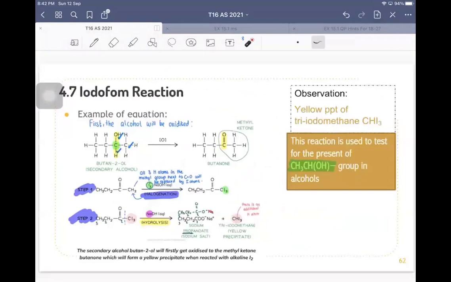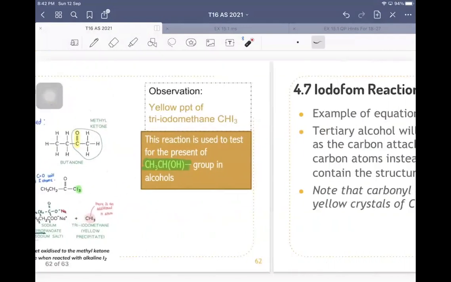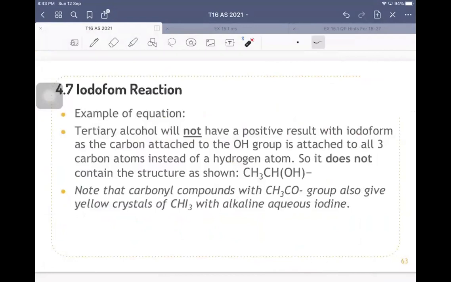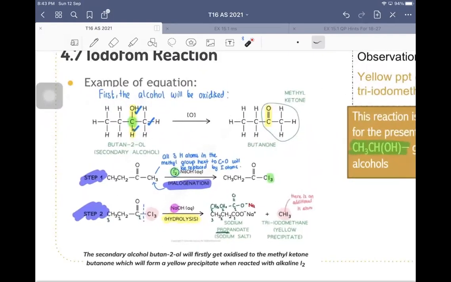It's the things that I've already said to you, but I don't want to just leave it like that. Tertiary alcohol will not have a positive result with iodoform because the carbon attached to the hydroxy group is attached to all 3 carbon atoms, and there is no hydrogen atom. Okay, it doesn't have this structure. Your tertiary alcohol will never ever have this CH3CHOH structure. Okay, so that is all for today.